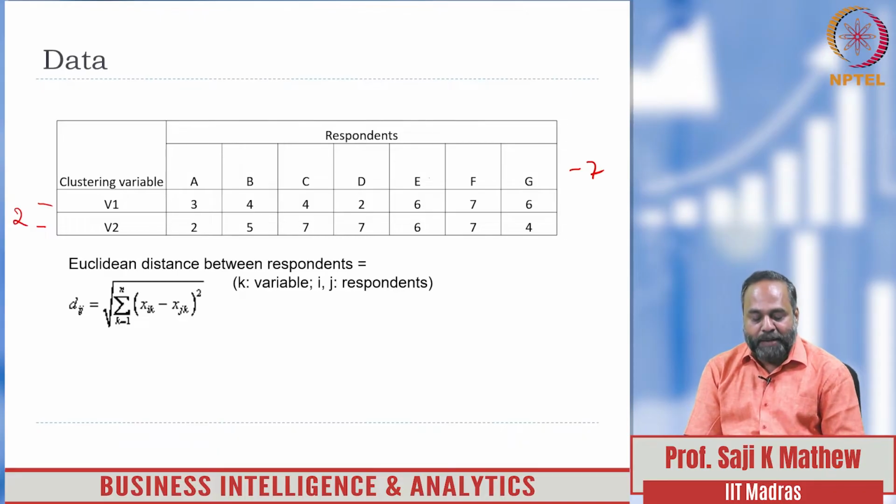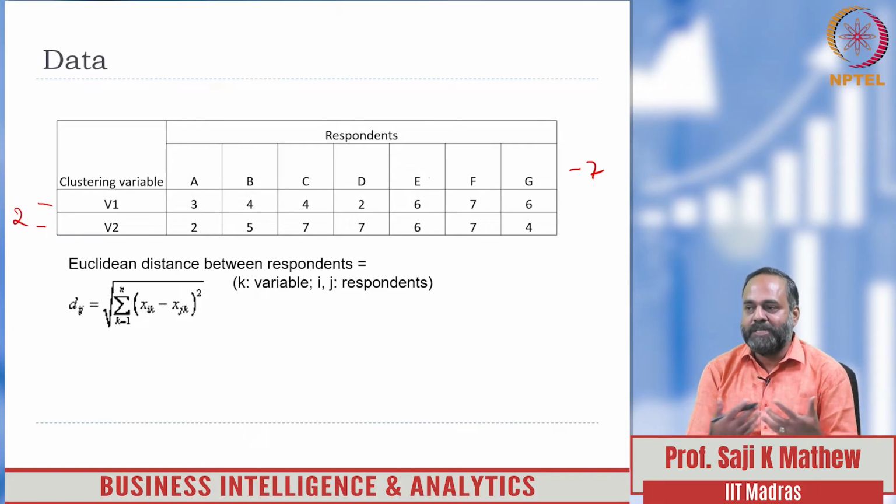So below the table you can see a measure of distance given, a formula for a measure of distance called Euclidean distance. I believe you are familiar with this formula already. What is a Euclidean distance between two vectors? So you can see vector A consists of two features v1 and v2. So 3 and 2 are the values. For vector B, it is 4 and 5, and so on.